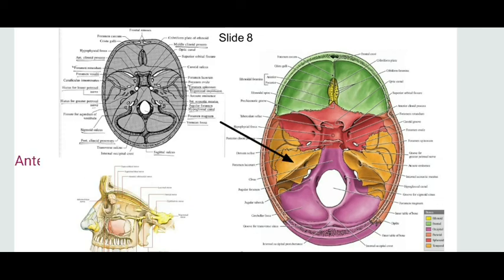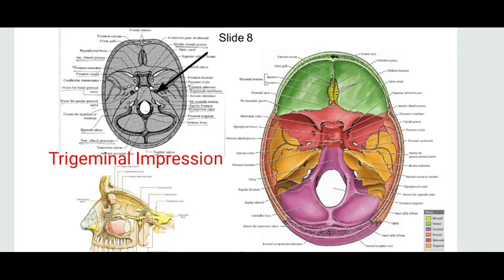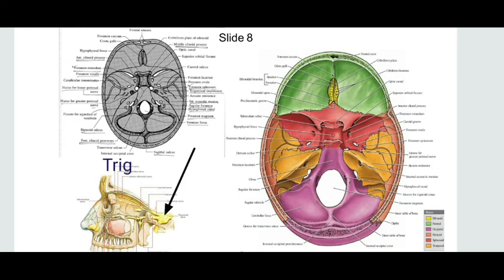The anterior surface of petrous temporal bone presents the following features. Number 1, the trigeminal impression. It lies near the apex of the petrous part of temporal bone behind the foramen lacerum. It lodges the trigeminal ganglion.